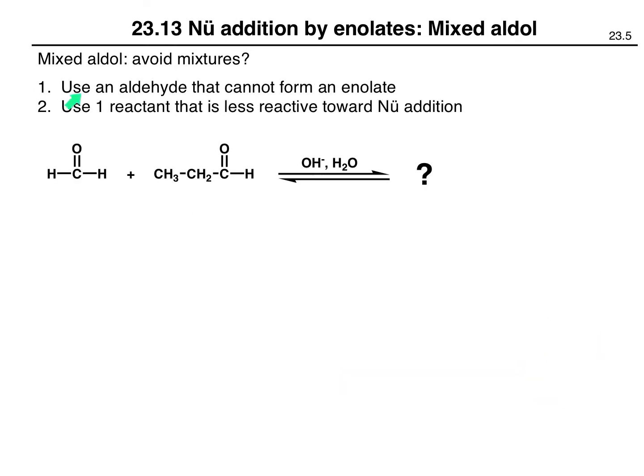Another thing we can try is to use an aldehyde that can't form an enolate and use one reactant that's less reactive toward nucleophilic addition. So here we have formaldehyde and propanal. This is the only one that can form an enolate. So let's see what that gives us. We make this enolate. Now this enolate can add to formaldehyde or it can add to propanal itself.